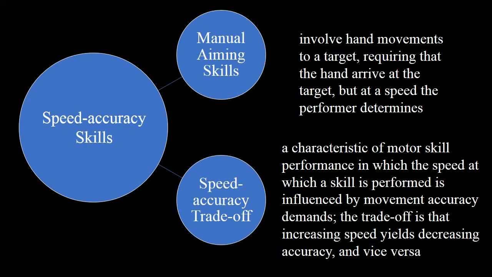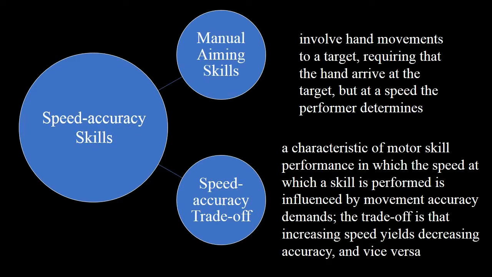Majority of motor skills require a person to perform with speed and accuracy combined. There are 2 types of speed accuracy skills: manual aiming skills and speed accuracy trade-off. Manual aiming skills involve hand movements to a target, requiring that the hand arrive at the target, but at a speed the performer determines. Manual aiming skills include putting a key in a keyhole, placing a pen in a pen holder, and threading a needle.